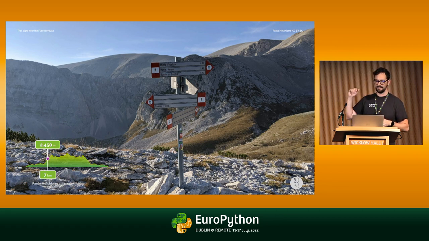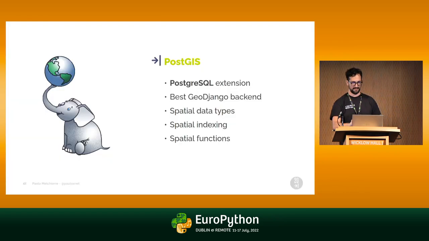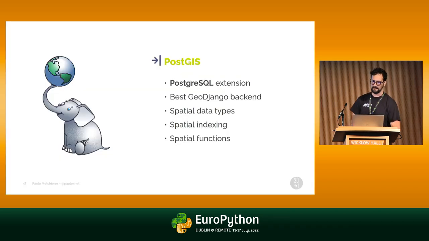So we then continue implementing the final version of our map. First, let's start using PostGIS as the new backend engine. PostGIS is a Postgres extension, and it's also the best database backend you can use for GeoDjango.